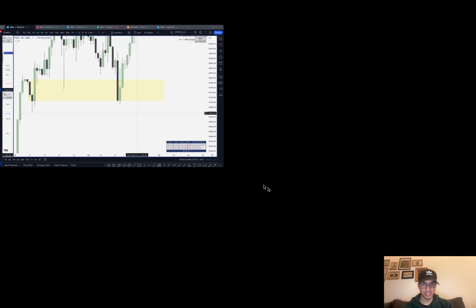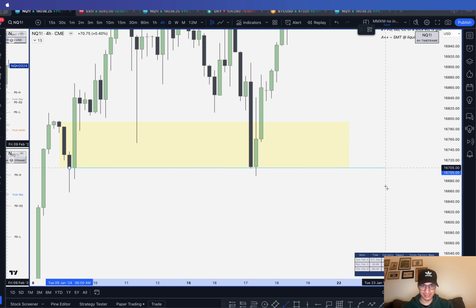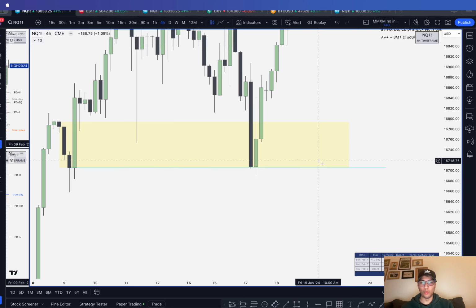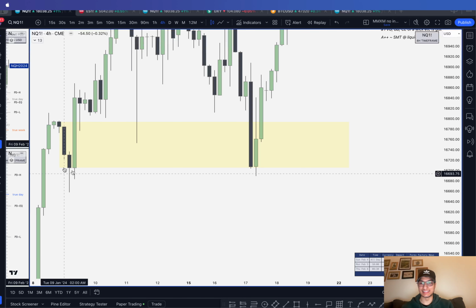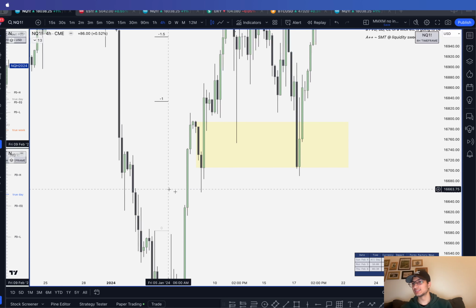Rejection block, rejection block. Look at this. What is this right here? What is this line? A rejection block, right? 1, 2, 3, 4 wicks, right? What is the protected low in the market? It's this low, which is off what? This order block, right?